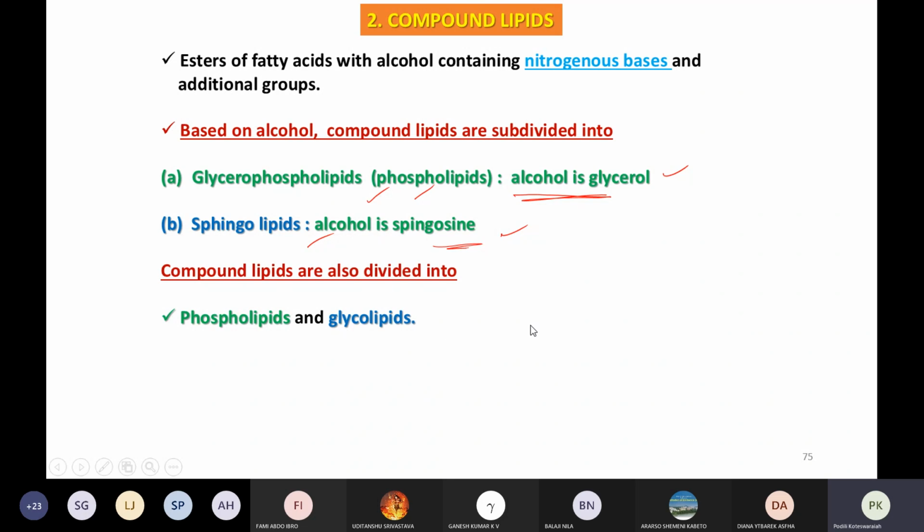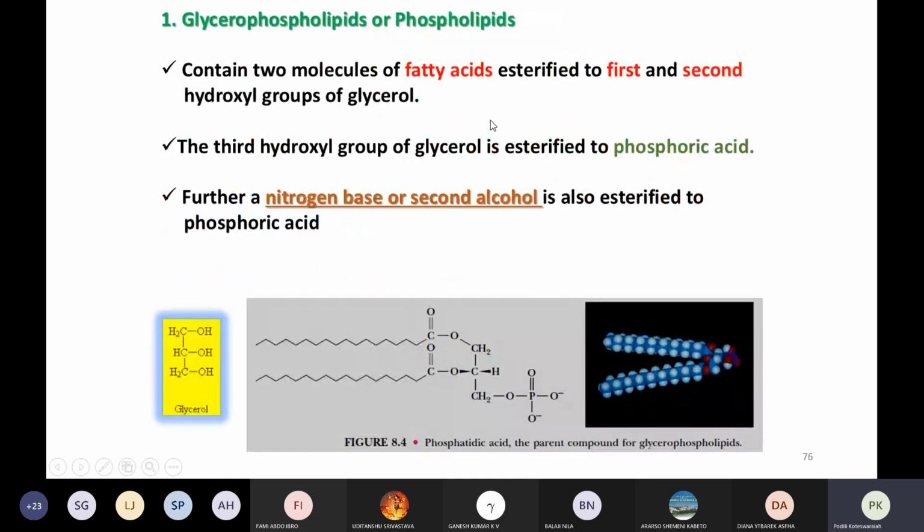These compound lipids are also divided in another way, that is phospholipids and glycolipids. First we will discuss the phospholipids or the glycerophospholipids. As I already said, they are the esters of glycerol with fatty acids and also other nitrogen containing substances. Here you can see this is the glycerol, and it has three hydroxyl groups. The first and the second hydroxyl groups are esterified with two fatty acids.